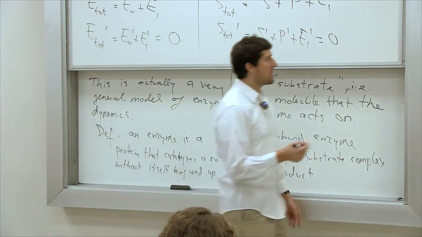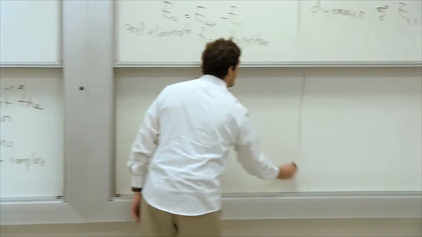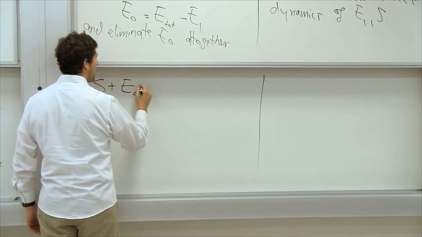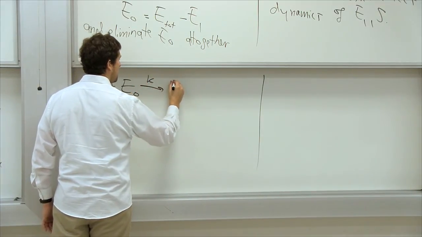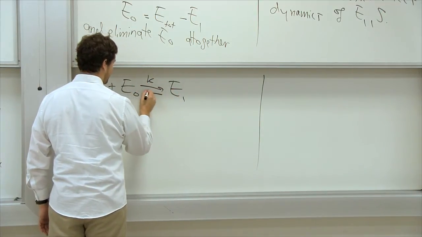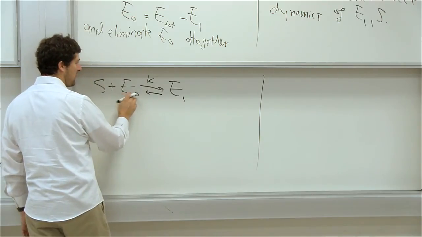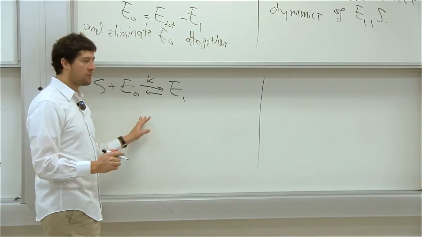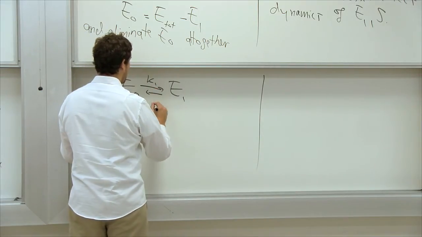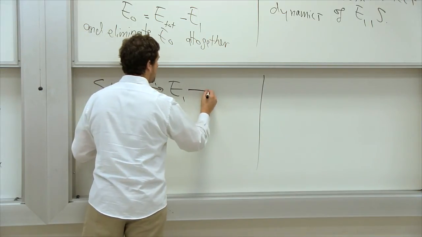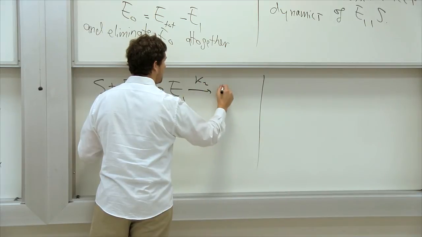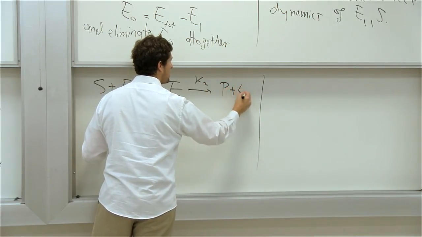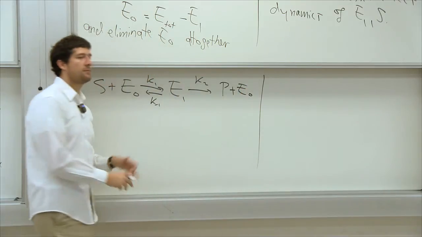And the reaction is exactly the same as we had before. So S plus E0 goes into E1. Usually this is called E and C, the enzyme and the complex, but it doesn't matter. Let's just keep this notation for today. K1, K minus 1, and K2. This is product plus E0.